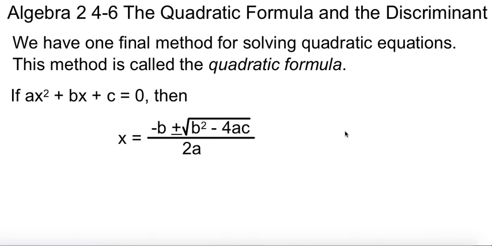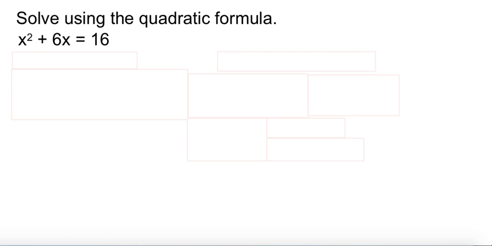In the classroom, I have a little poster that I pull out for this that has the formula written or typed on it, so you'll have it to look at from time to time. But you'll also have it right here in front of you. The a, the b, and the c are just the values in the problem. Notice it's equal to zero. You need it equal to zero.